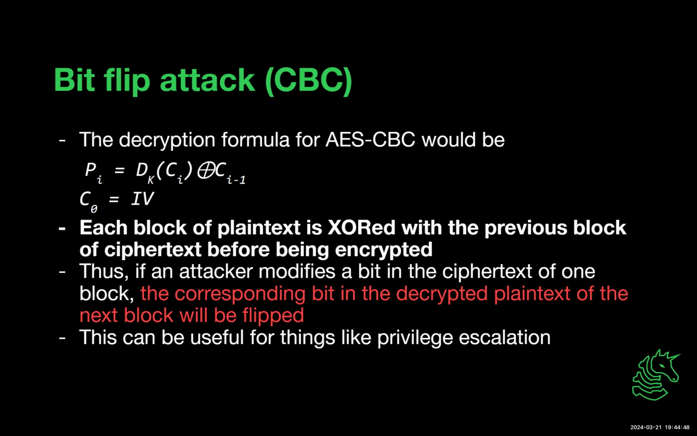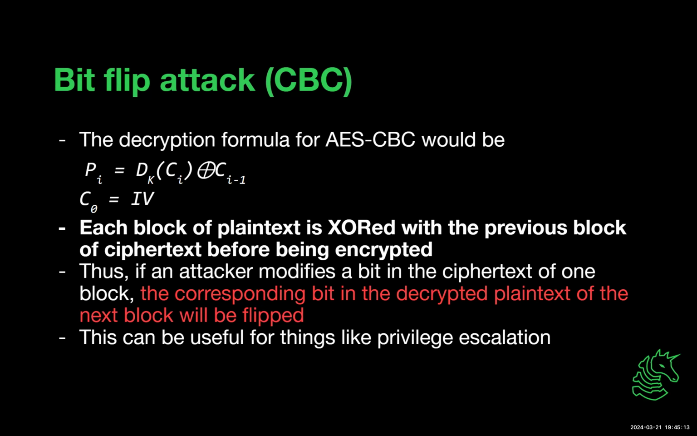Each block of plaintext is XORed with the previous block of ciphertext before being encrypted. So if an attacker modifies a bit in the ciphertext of one of the blocks, then the corresponding bit in the decrypted plaintext of the next block will be flipped, because that change will propagate over to the next block.